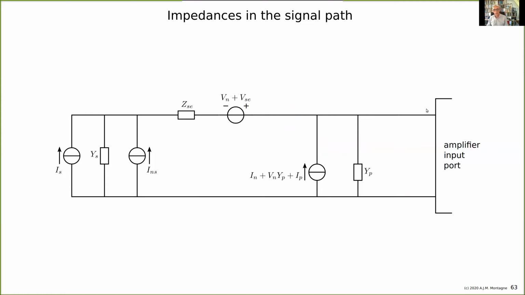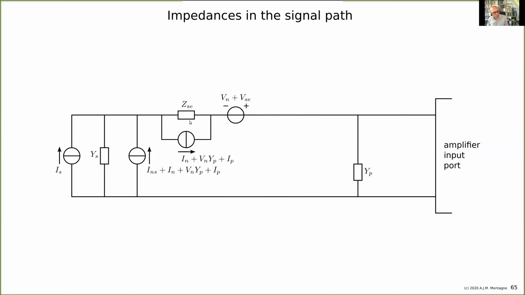So you see, I have now eliminated the two equivalent input sources, and I'm shifting in the direction of the source. So here, this one, I can split, I can redirect it over here, INS, and over ZSE. And that's what I'm doing. So you see the term adding here in INS, and you see an extra contribution here, IN plus VN YP plus IP times ZSE.